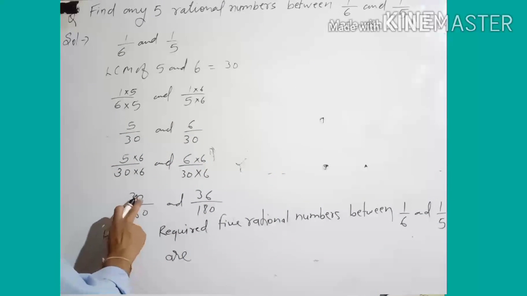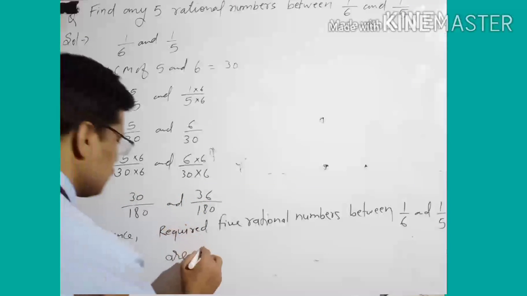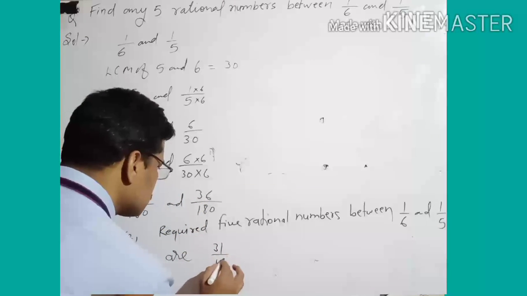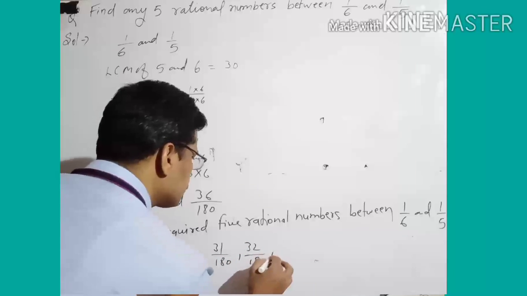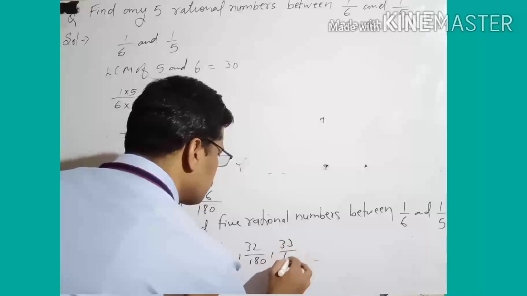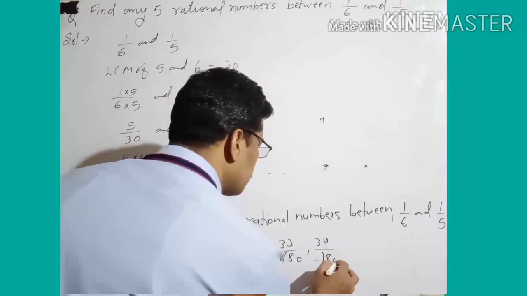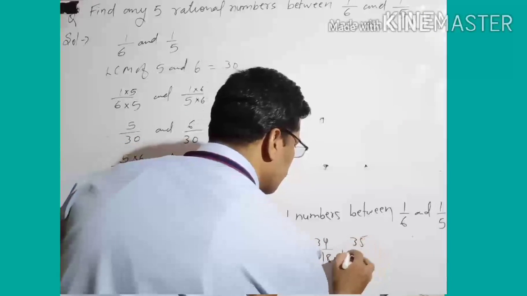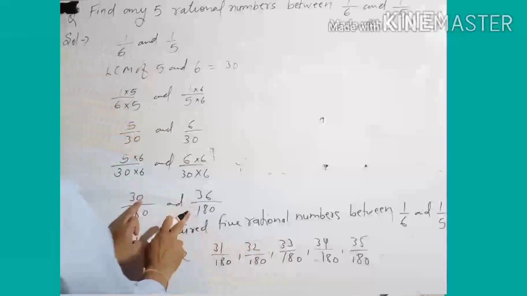Now you can write here between 30 and 36, the 5 numbers: 31 upon 180, 32 upon 180, 33 upon 180, 34 upon 180, and 35 upon 180. Exactly, look here. Got it?